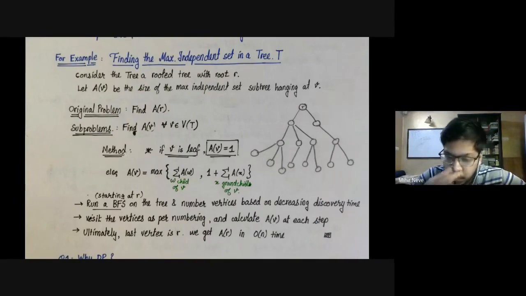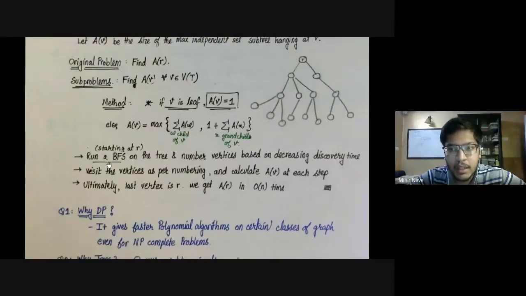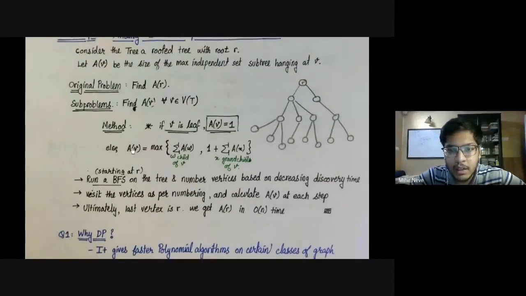Okay, so what is the method in general? If v is a leaf, then a of v is simply 1. If v is not a leaf, then you have this relation. In order to do this algorithmically, you run a BFS on this tree. After running a BFS, you'll get some numbering of the vertices in some order: first, second, third, fourth, fifth, sixth, seventh, and so on.